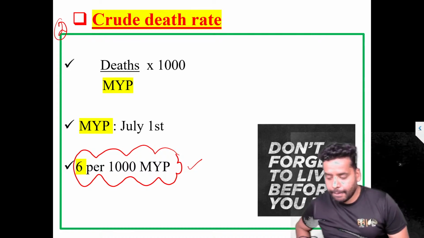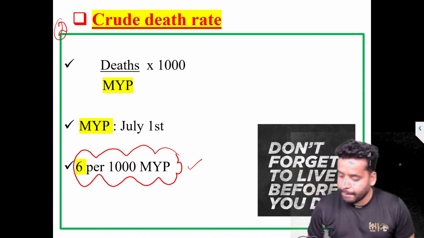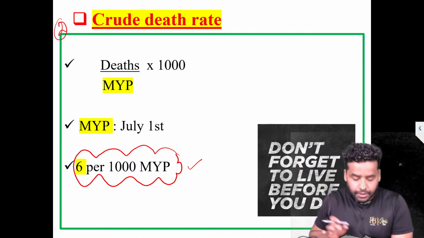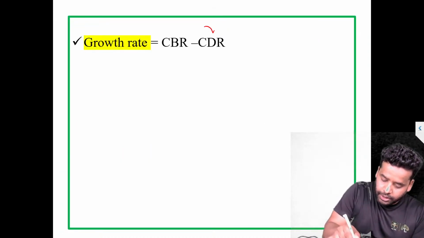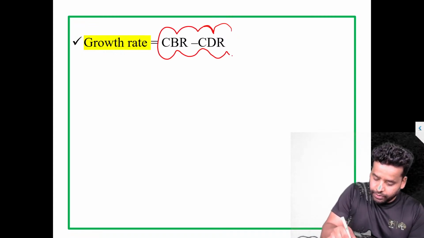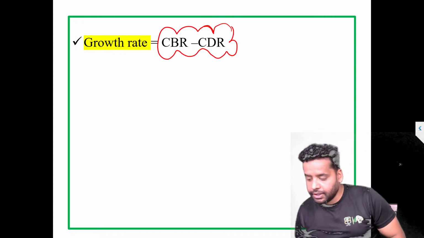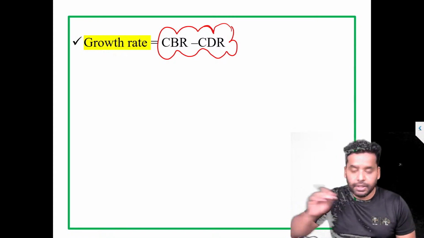How to calculate growth rate of the population? We have to subtract two things: crude birth rate minus crude death rate. This is the formula. Growth rate is subtracting two things, birth rate minus death rate.